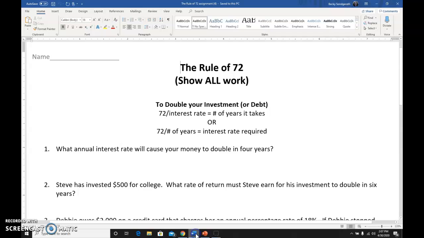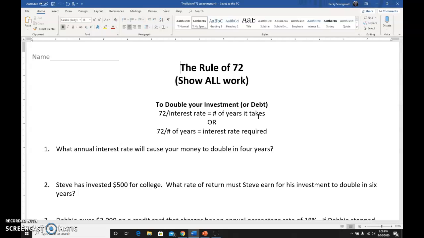So let's look at our homework problem for today, which is the rule of 72 assignment. It's listed next in Canvas and it says to show all your work. And it's talking about the rule of 72 is all about doubling your investment, or your debt if it's debt instead. So what we just did was this one. We took 72 divided by the interest rate to get the number of years it takes to double.